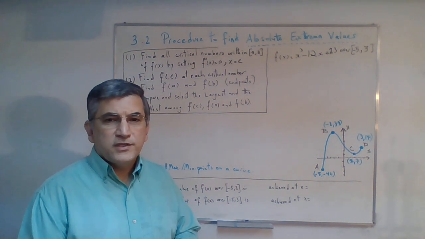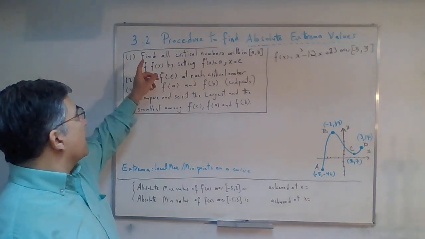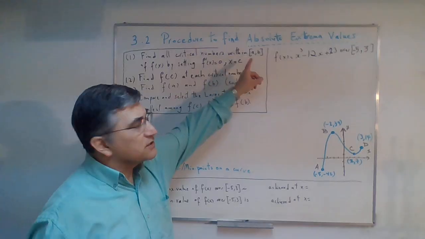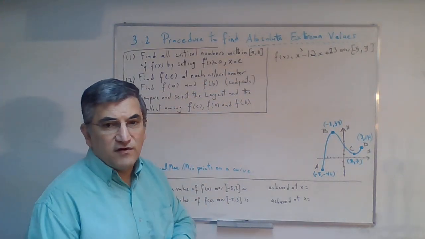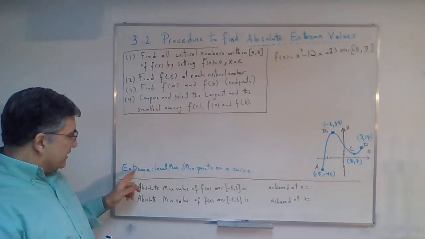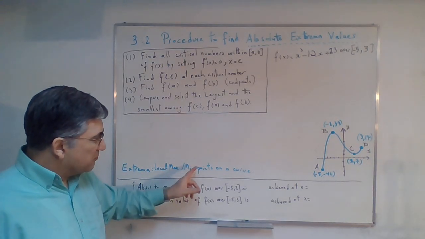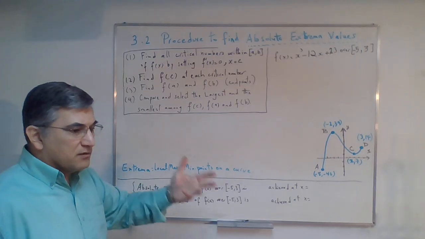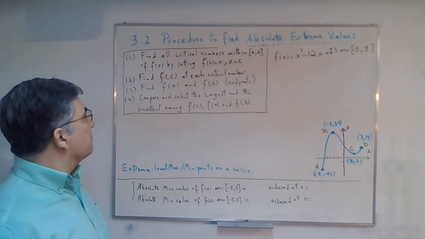This is the continuation of section 3.2. We'll be talking about a specific procedure to find absolute extreme values of a function. What do we mean by extrema? Extrema are actually the local max and min points on a curve. That's what we call extrema. Extrema could be maximum, could be minimum.